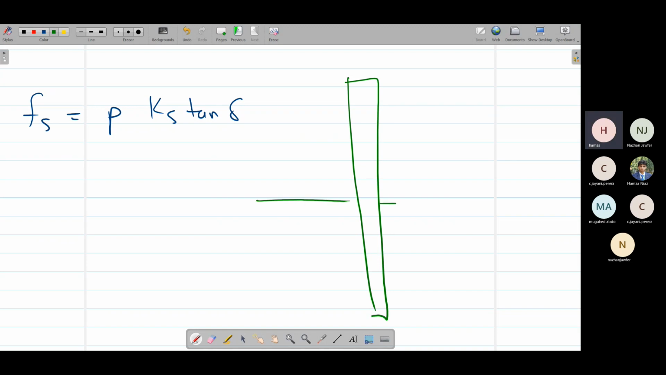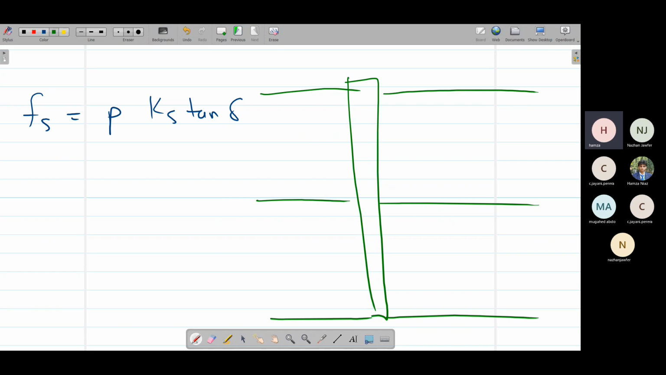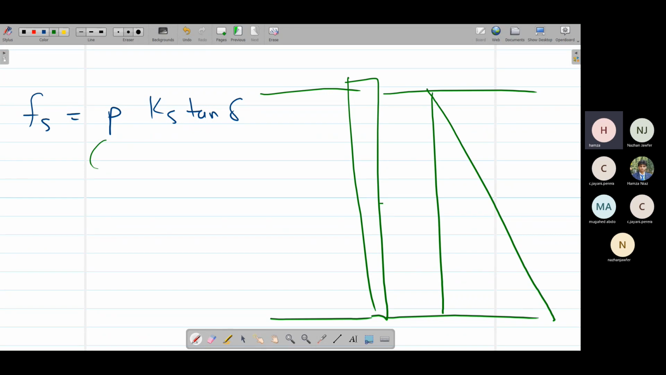So for example, if there are two layers of soil, we'll move to two layers next. If there is one layer of soil, what would be the P? The P would be whatever the average pressure is in the layer. For example, the pressure at the top is zero, and the pressure at the bottom is gamma times L, where L is the length of the pile. So the P would be the average pressure, 0 plus gamma times L over 2.